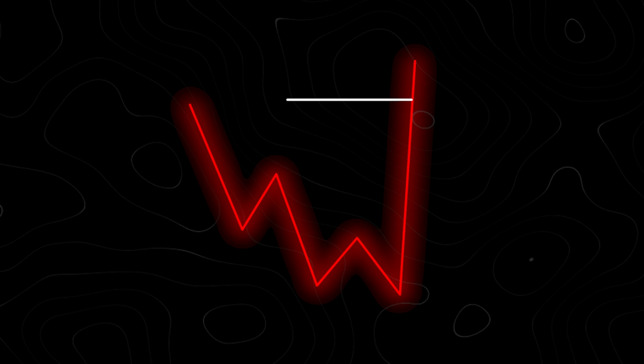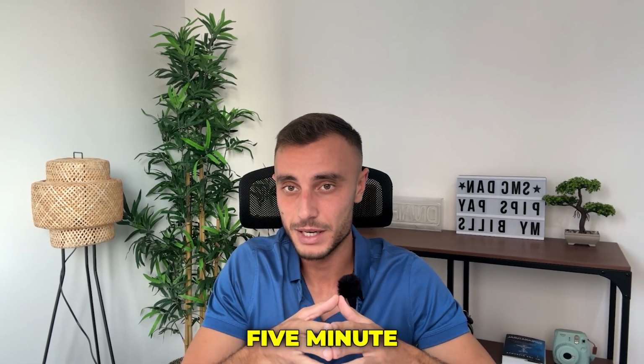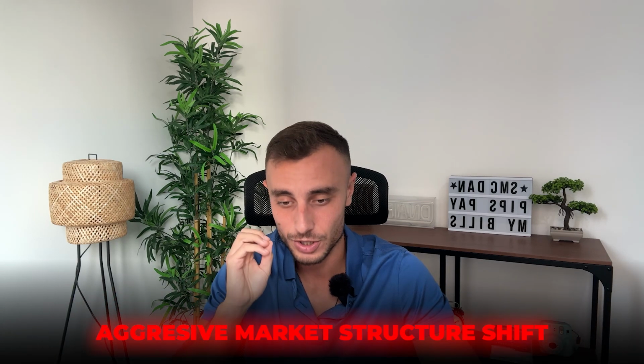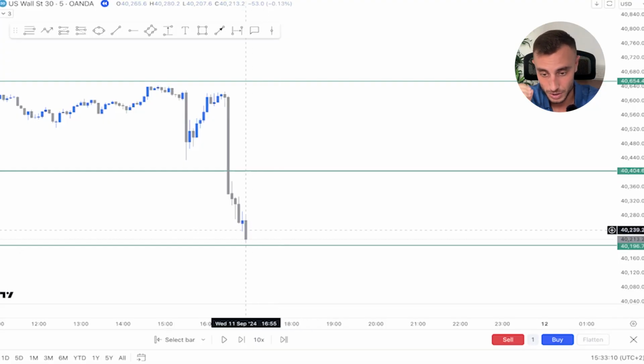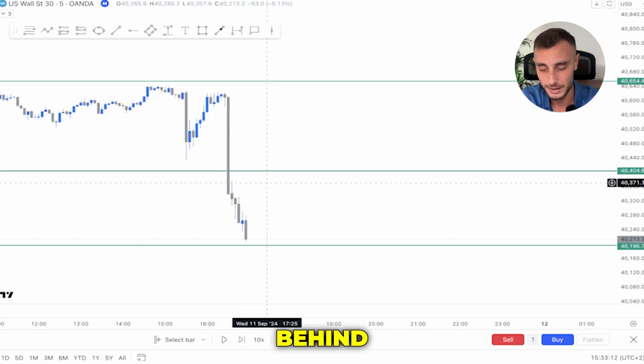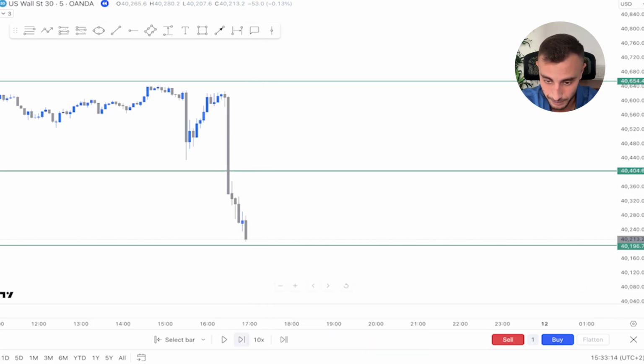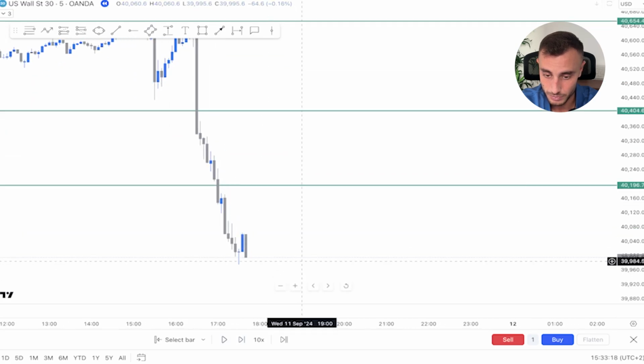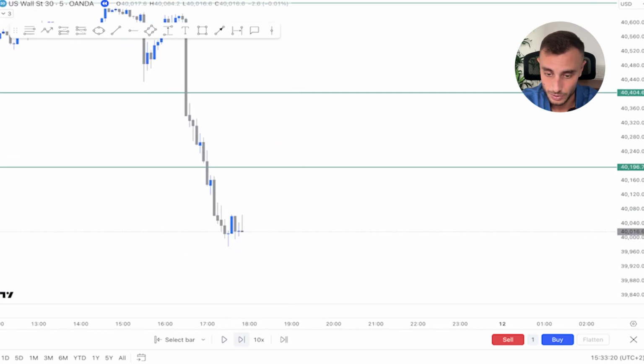Now, after a liquidity level gets swept, we need to look for the next thing on the 5-minute time frame in order to get our entry. What do we need to do in order to look for a potential entry? On the 5-minute, what we need to wait for now is an aggressive market structure shift, basically a shift to the upside that leaves imbalance behind. So let's see if we get that. Let's play the price. Okay, the price is moving lower and lower. Let's continue.